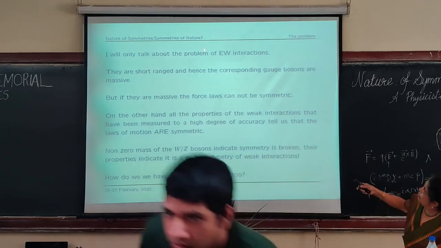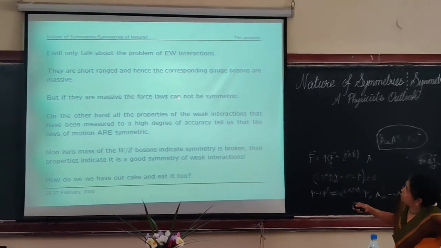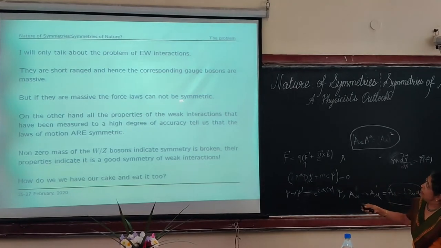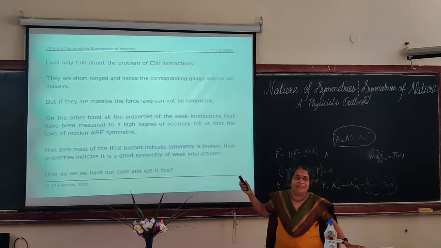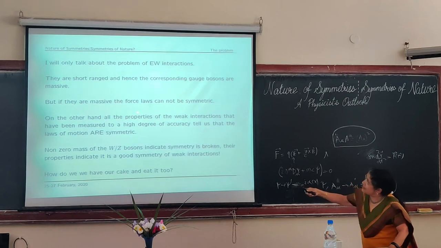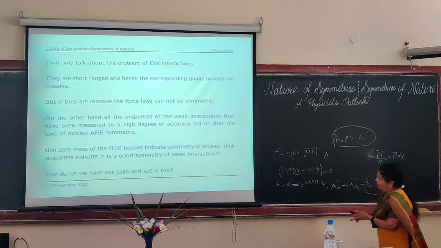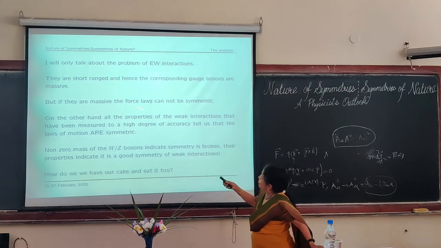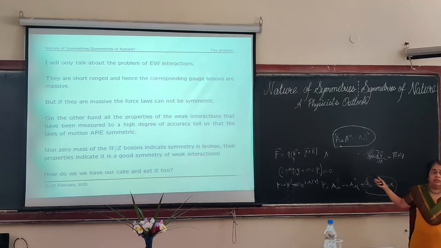So let me go to this problem of electroweak interactions. As I said, they are short range and the corresponding gauge bosons are massive. But if they are massive, the force law cannot be 1/r. I wanted to say that the force law cannot be 1/r. But if they are massive, I will have this e^(-μr) form. And if I have mass, then my Lagrangian is not gauge invariant. Okay? This is what I explained.